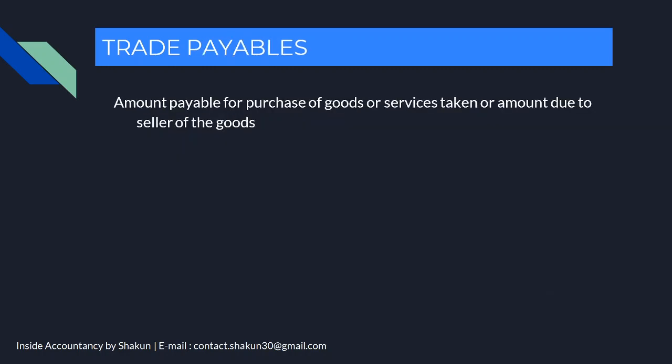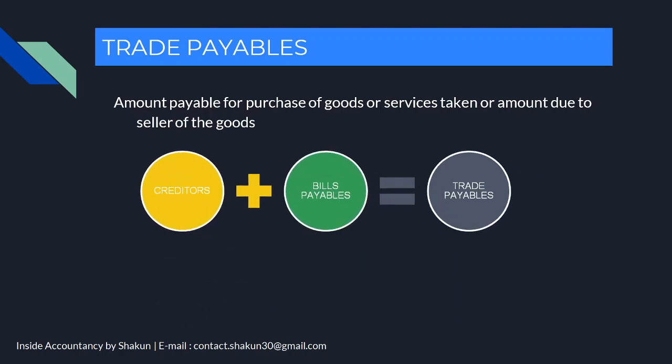Moving on to the next term, we have trade payables. Trade payable is the amount which is payable for the purchase of goods or services which are taken in the ordinary course of business. Stating differently, it is the amount due to the seller of the goods by the enterprise. It is the amount which the enterprise has to pay to the seller of the goods. Trade payables is equal to the sum of creditors and bills payable. We need to understand what are creditors and bills payable.